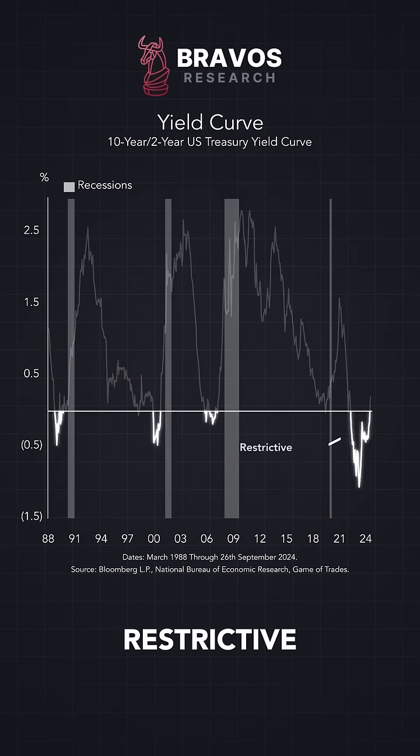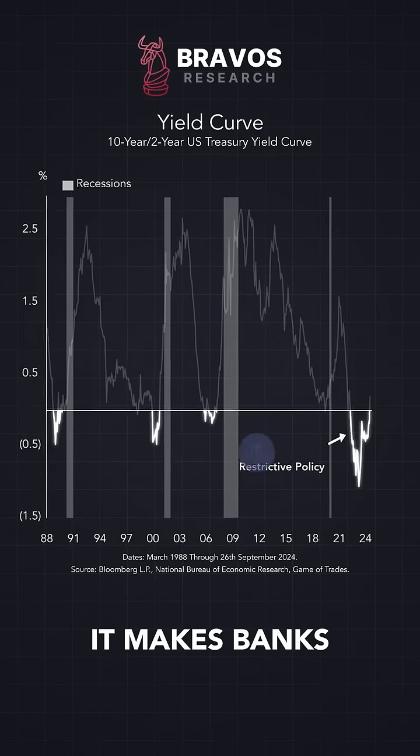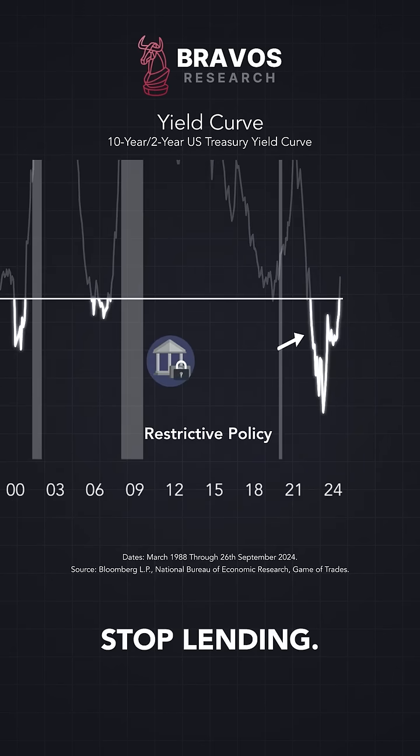This is what they call restrictive policy, something you may have heard them say before. Now, for reasons I won't get into in this video, restrictive policy isn't great for the economy. It makes banks in the United States stop lending, and every single time that leads to a recession.